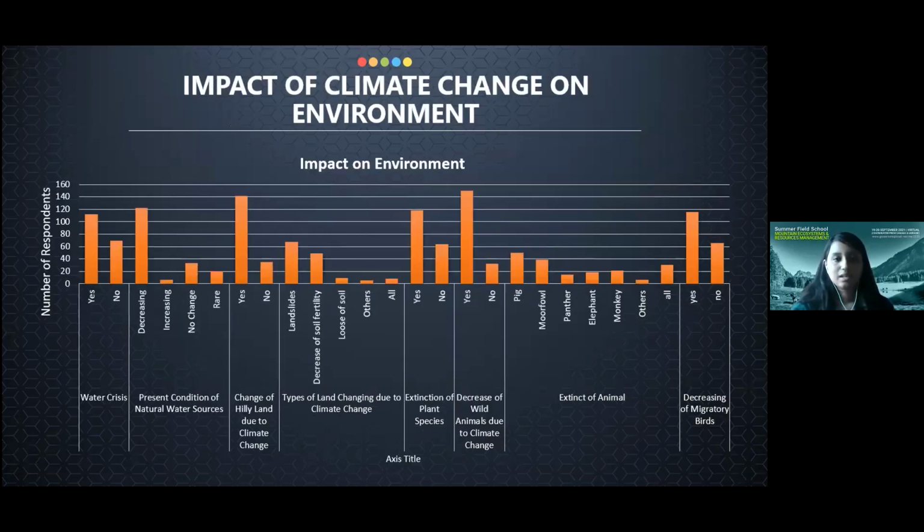Here comes the impact of climate change on the environment according to farmers' perception. Here you can see that the water crisis has become more vulnerable for the farmers, and the natural water sources are decreasing day by day. There are also changes in hilly land, and the types of land are changing due to climate change. They have also experienced the extinction of plant and animal species in this study area.